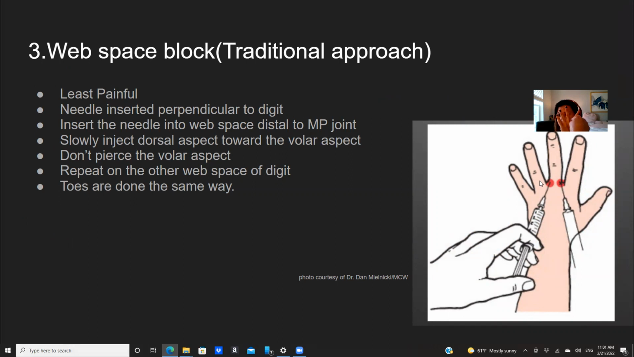You insert the needle perpendicular to the digit, and it's just distal to the MP joint. You slowly inject dorsally towards the volar aspect. Please don't pierce the volar aspect of the web space. And you're going to go ahead and repeat and do the same thing on the other web space of that same digit. And that will go ahead and cause anesthesia of the whole finger. If it's a toe, you do the exact same way.